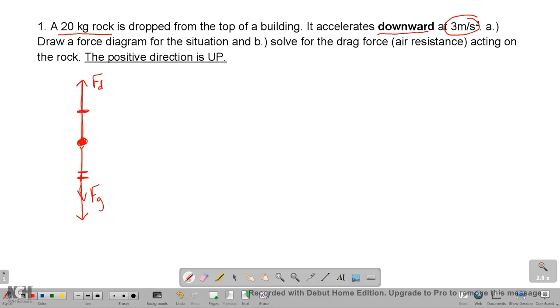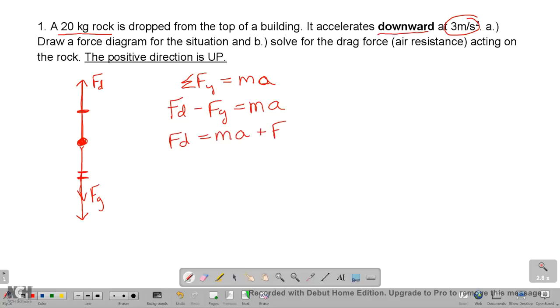So in order to solve for the drag force, we need to do a sum of the forces in the y direction. And because it's accelerating, we write it as sum of the forces in the y direction is equal to mass times acceleration. So if the positive direction is up, we would say FD minus FG is equal to mass times acceleration. So we will go ahead and add FG to the other side. So mass times acceleration plus FG.